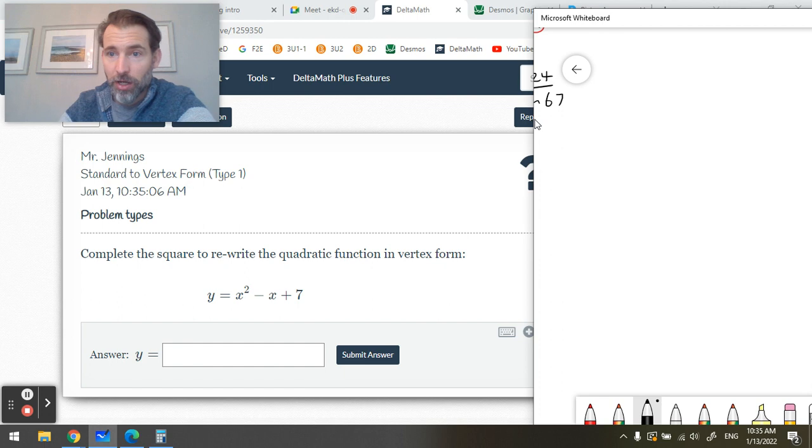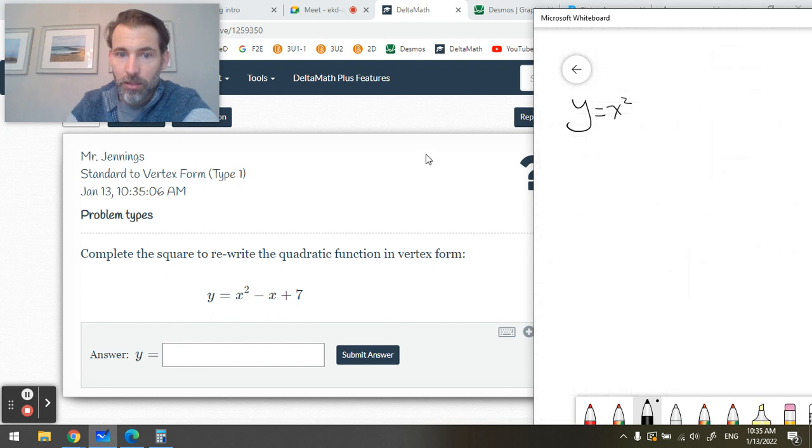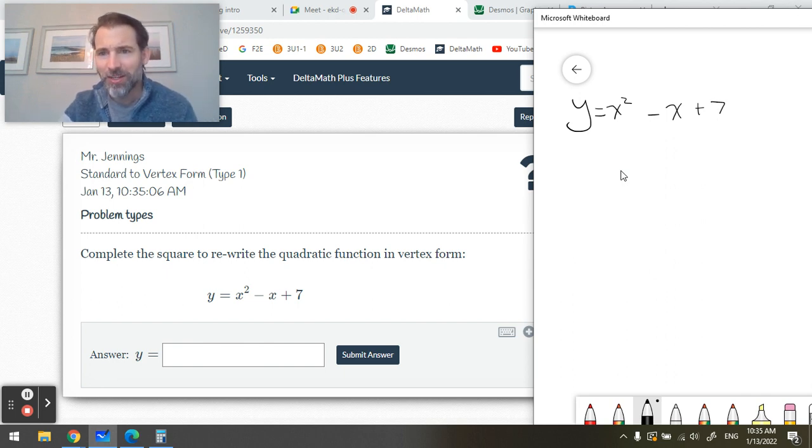So to complete the square, let's write it out. y equals x squared minus x plus 7. To complete the square, first I factor out a. This set of problems is only going to give you a is equal to 1, so it's a little easier than what we're doing tomorrow. So you don't have to do this step.